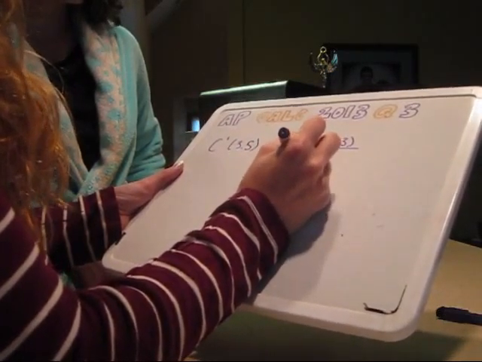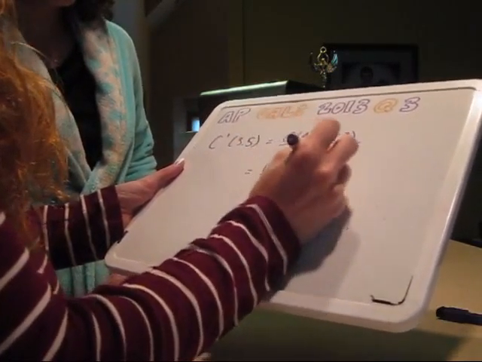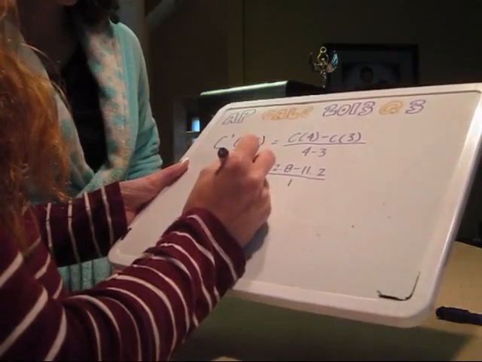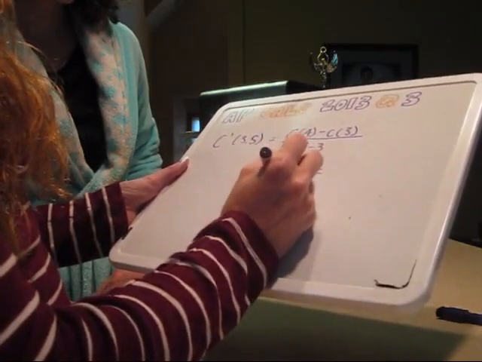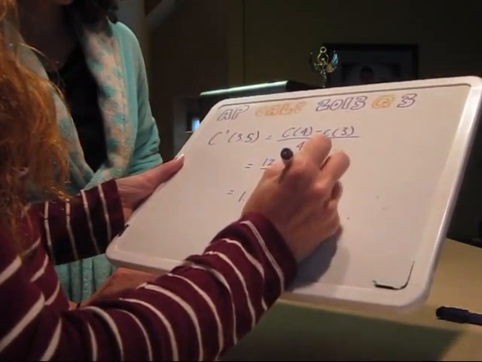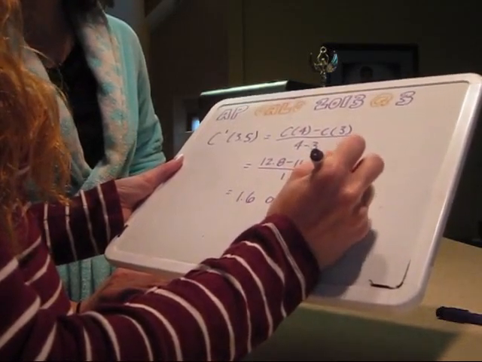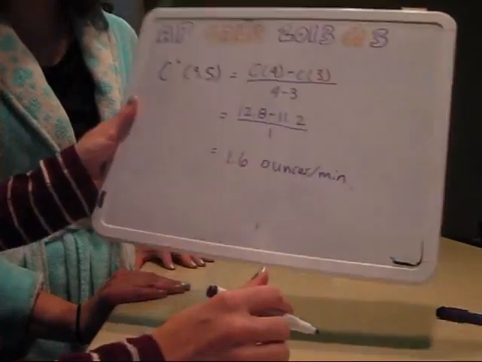So here she's just plugging in the values in the table. Perfect, and this represents the approximate ounces per minute.